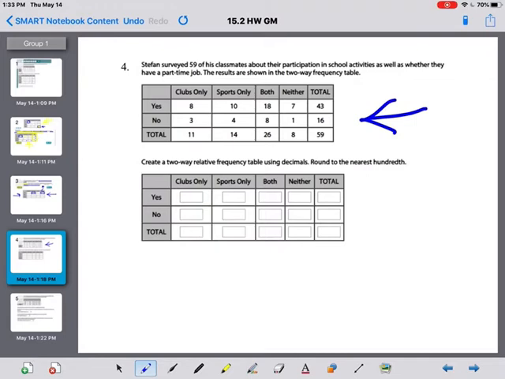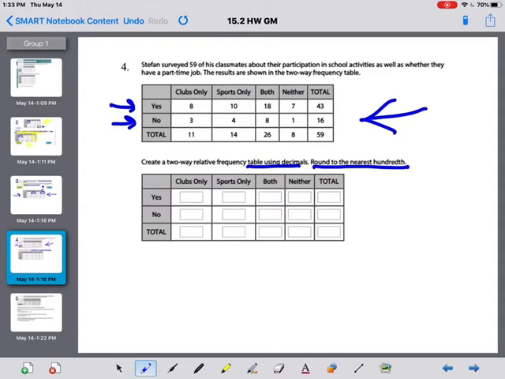So you can see that some were only in clubs, some were only in sports, some participated in both, some participated in neither. And this yes and no pertains to those that had part-time jobs, whether they did or they didn't. So you are creating a two-way relative frequency table using decimals, and again, you're rounding to the nearest hundredth.